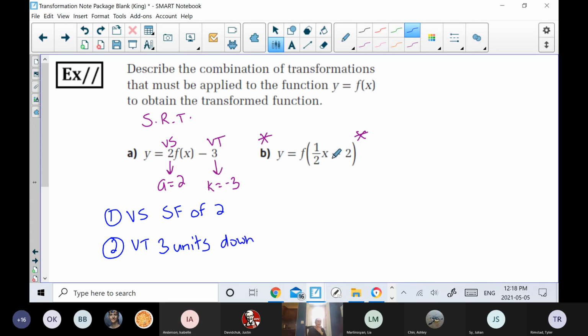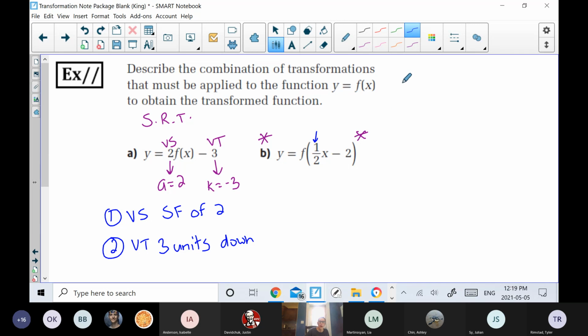Okay, this one here, the reason why we star this is because of how it needs to look over here. Students might look at this and say that's your B value, and you would be correct. The B value is 1/2. The H value, it looks like the H value would be 2 here, and it is not 2.